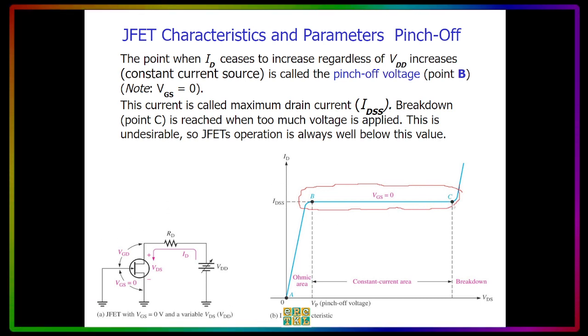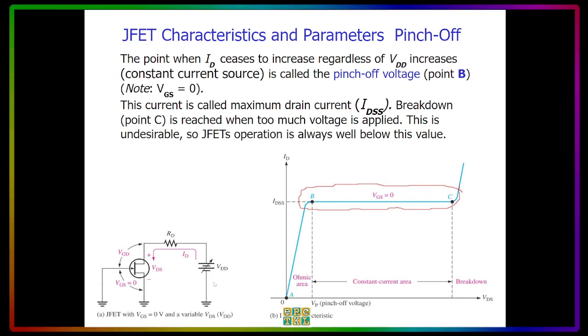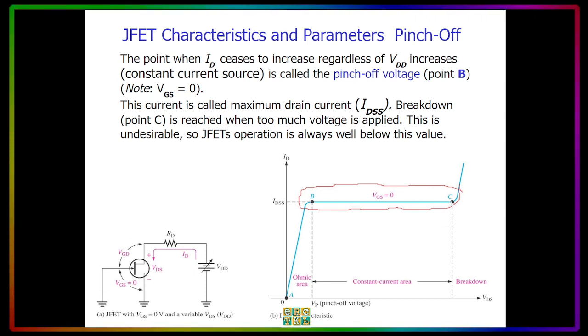And this letter C, on the other hand, is the point we call breakdown. This only happens when you continuously increase the VDD to such a point where the transistor is broken. So that's what we call the breakdown region. We don't like this because it means our JFET will be broken, and the operation of the JFET must always be below this point, not above, because this is not what we want to happen.